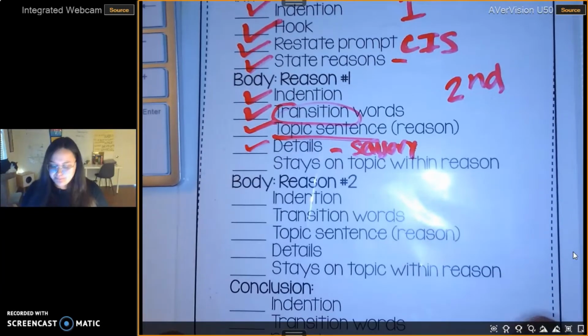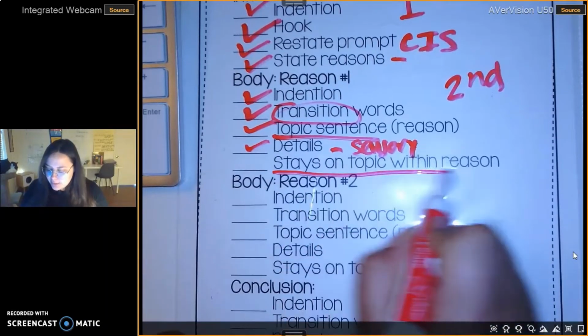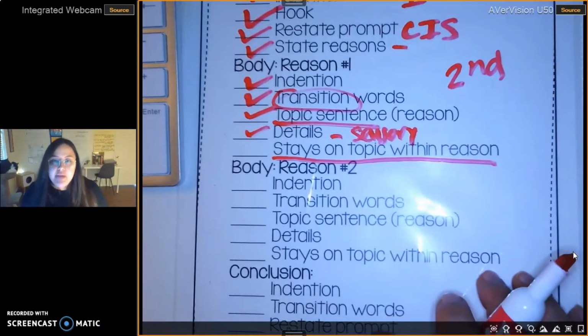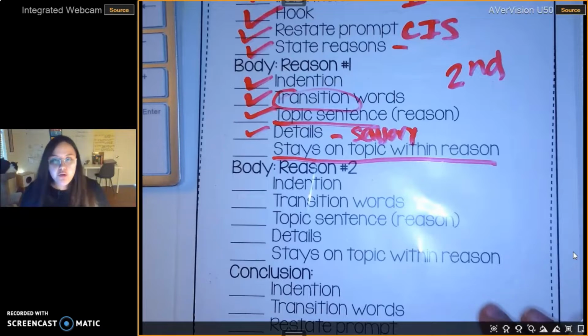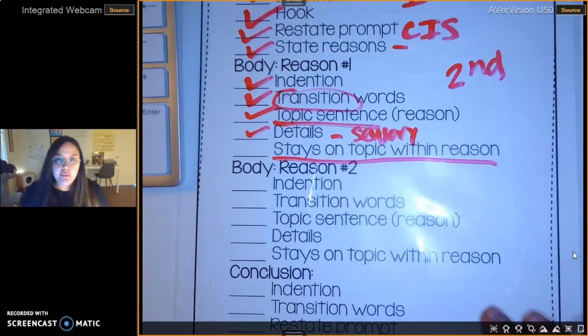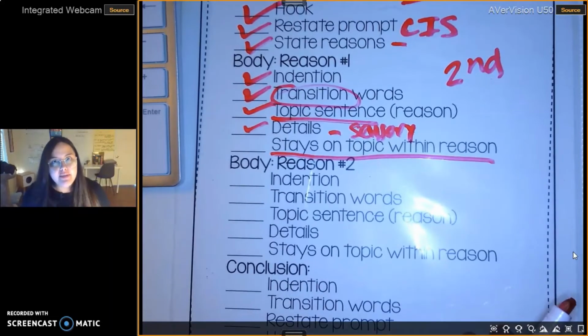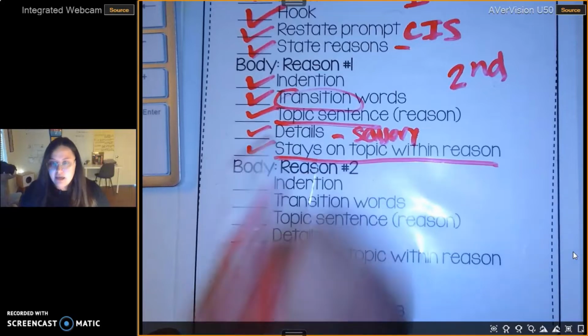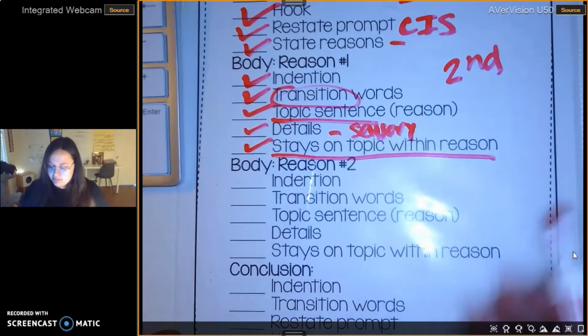So go back and work on that. Okay, now I did it. Am I staying on topic within the reason? So this one is like, if my reason is, well, you know, one reason saving money is important to me is because I want to buy a car. And then I say, I also enjoy playing basketball on weekends. Am I staying on topic? No, not really. Not at all, actually. So staying on topic is really, really important.